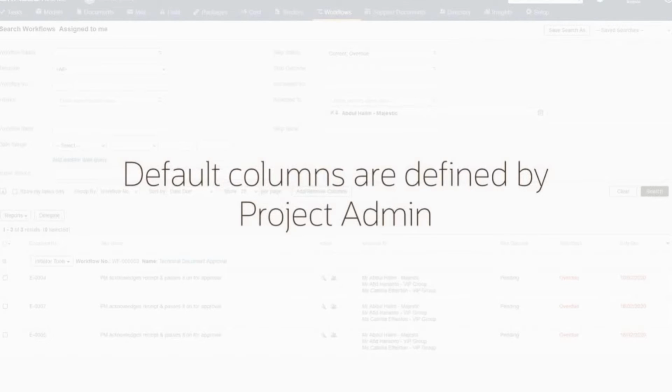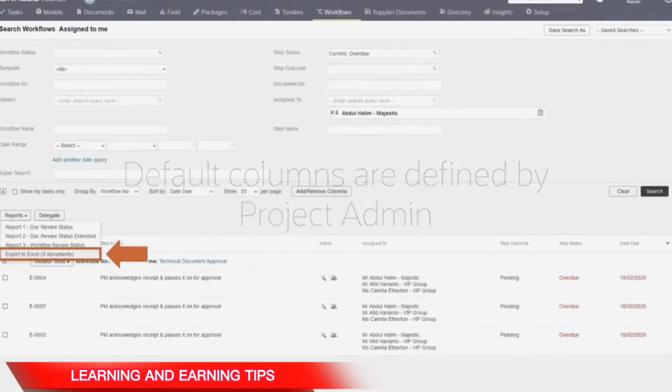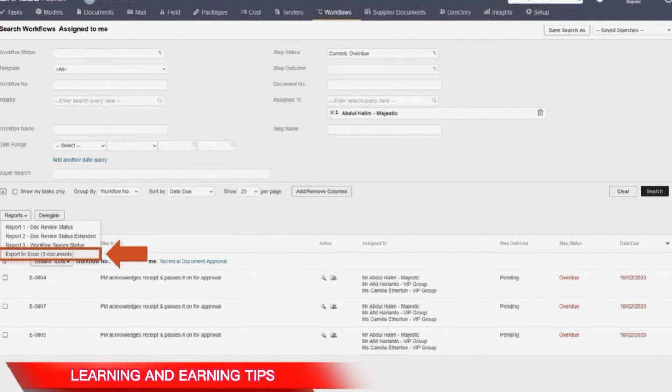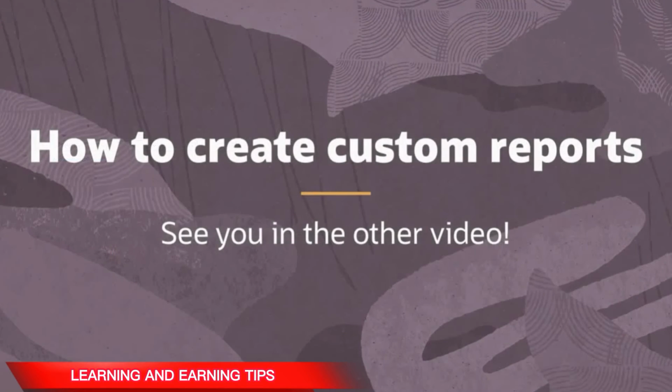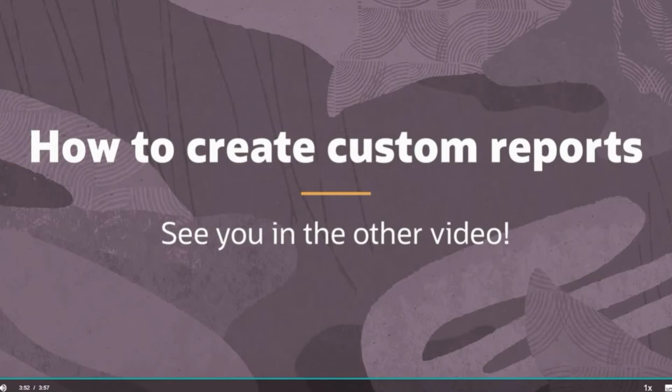If you're looking for options to customize it, we encourage you to watch the other video. If you're happy with how it's all presented and would like to export the report, select Export to Excel under Reports. Hopefully, you found it useful to have some standard reports available for you in Aconex. However, if you are looking to include specific data in a specific layout, we encourage you to watch the other video where we discuss how to create custom reports.